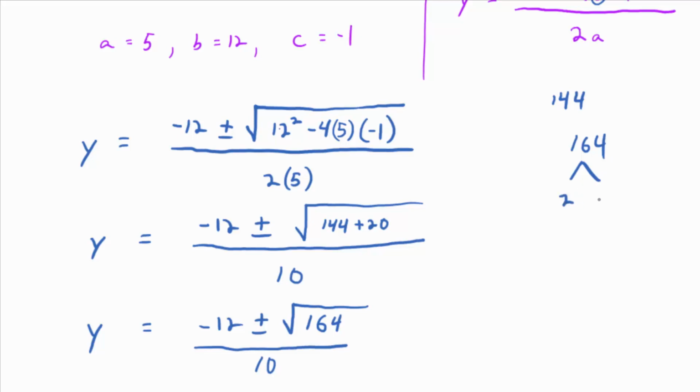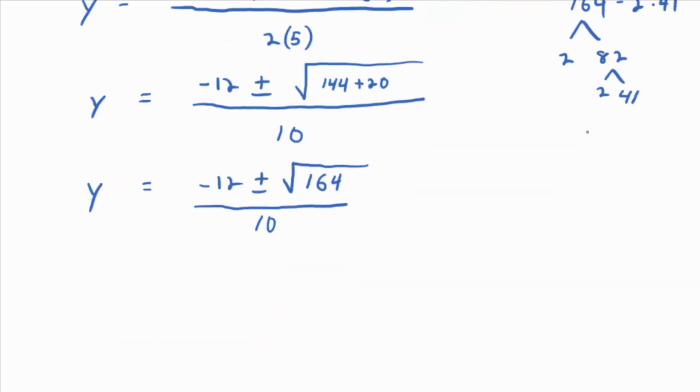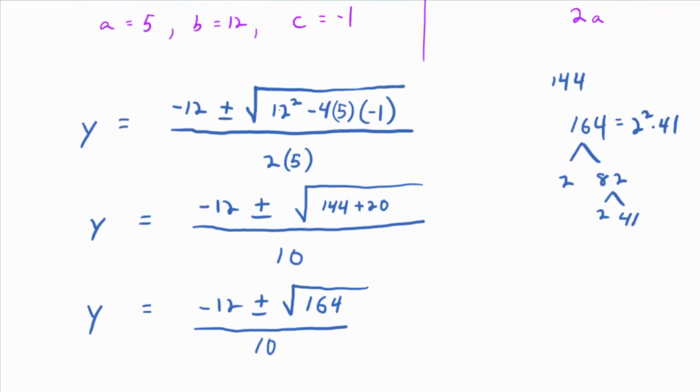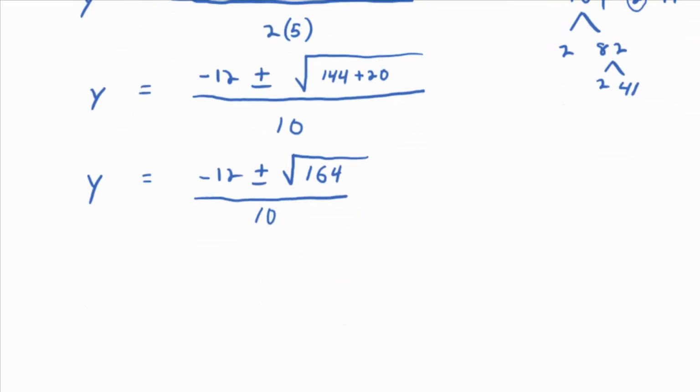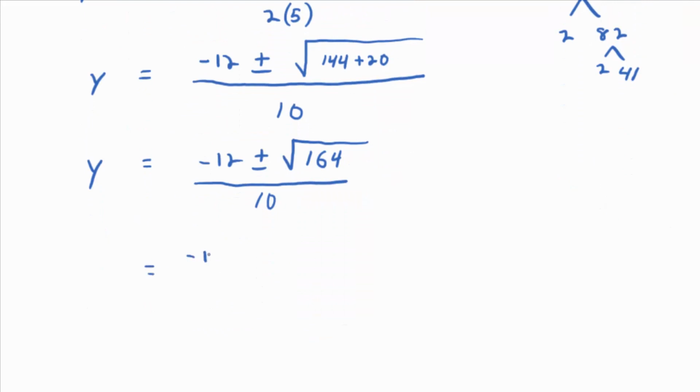2 and 82 maybe? And then I think I heard a 41, yeah, because 82 is 2 times 41. So 164 is 2 squared, or 4, times 41. So how does this root simplify? We could pull out the square root of 2 squared, which is 2, right? So it'd be -12 plus or minus, the root would be what? 2. The square root of 4 is 2, and then root 41 is left over.